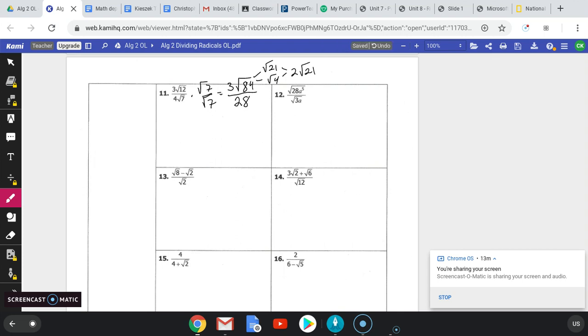So what I have now is this. 3 times 2 square root 21, because this right here became this, over 28. I can multiply 3 and 2, and I get 6 square root 21 over 28. And one last step here. I can simplify 6 over 28, which gives me 3 over 14. So I can write it like this.